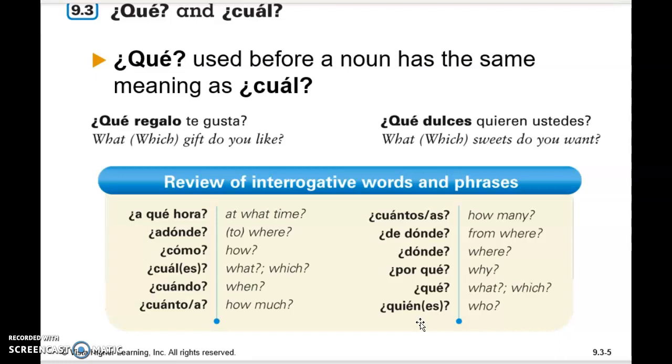¿A qué hora es la clase de español? La clase de español es a las 7 de la mañana. ¿A dónde vas? Where are you going? Voy a la fiesta. ¿Cómo estás? Estoy bien. So as you can see, these have not been answers providing a yes or no. They have to give specific information.